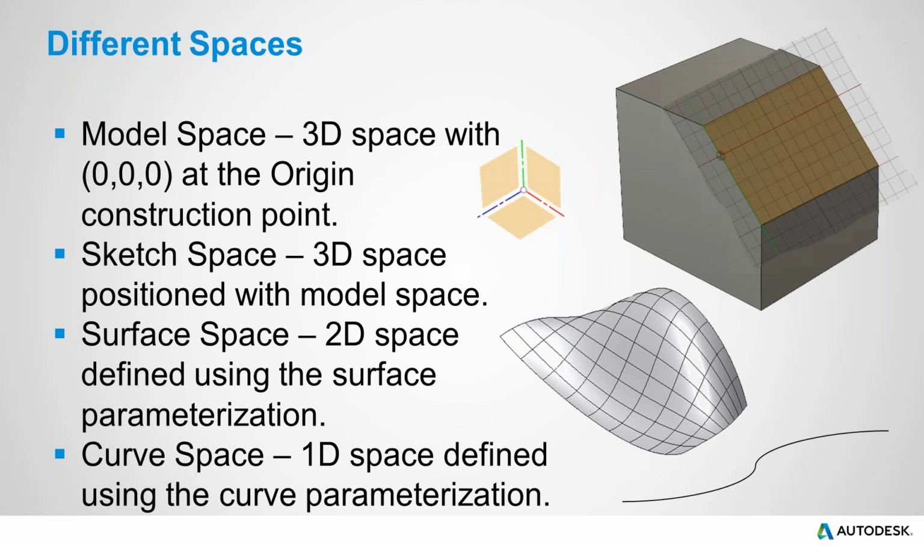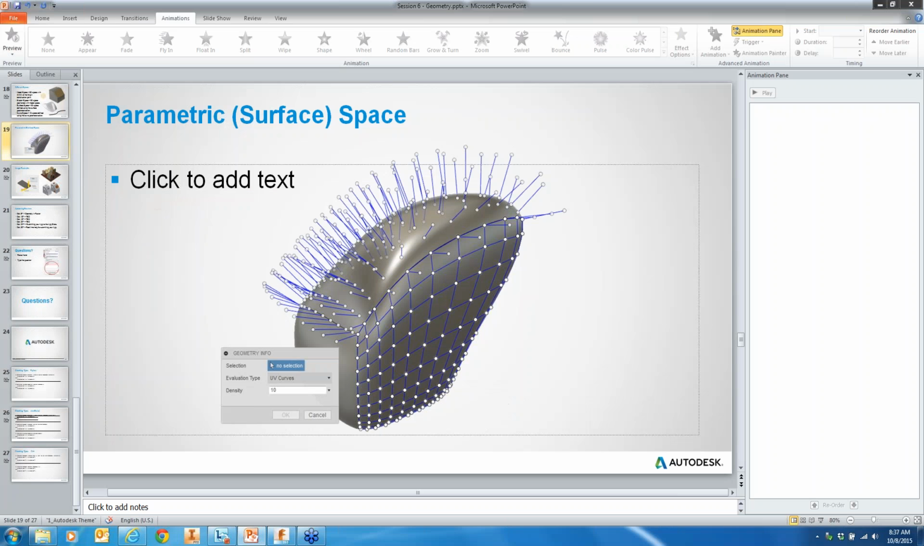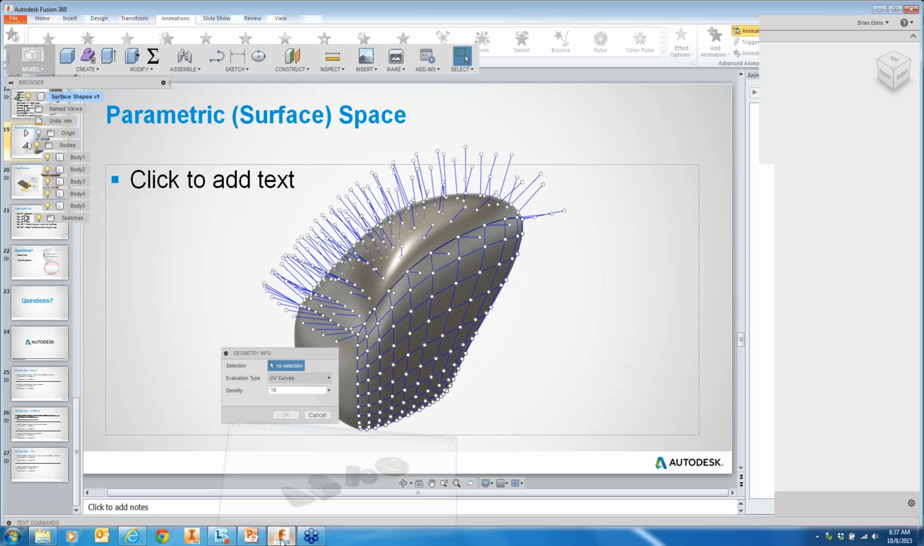And then finally, there's curve space, which is 1D. So it's just a single value that defines any point along this curve. All right, so a little more on parametric space. That one can be a little harder to understand, I think. And so I've written a little sample to illustrate this. I hope it will help make the concept a little clearer.